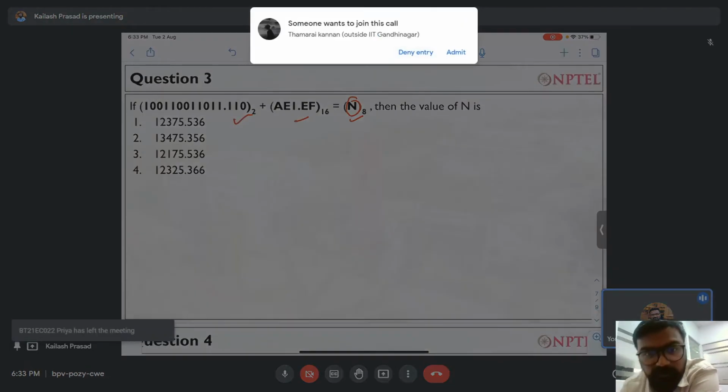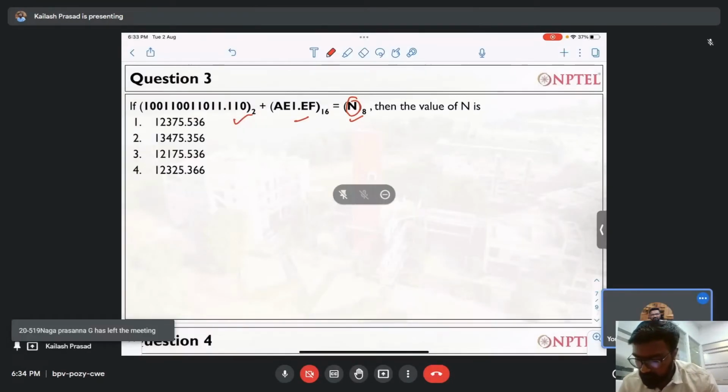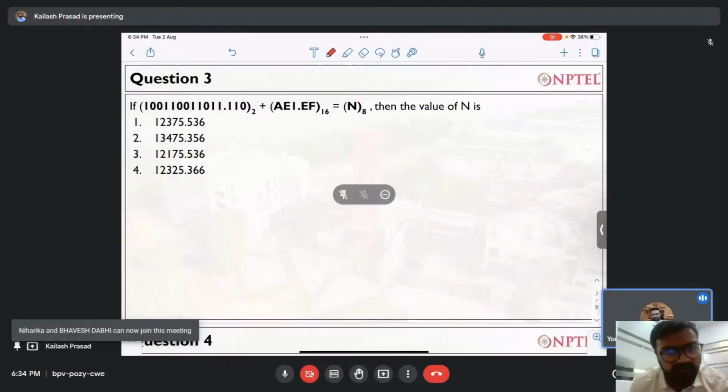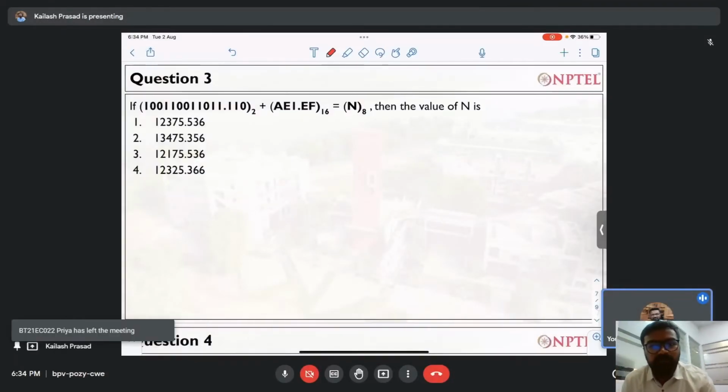Meanwhile, you can try it out. So how to solve this question? This question is very simple. What you can do is either convert everything into decimal and then add it, but I won't do that. Because I want this in octal, I will try to convert both of these numbers into octal.